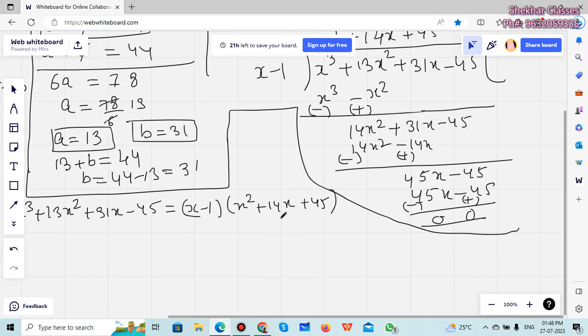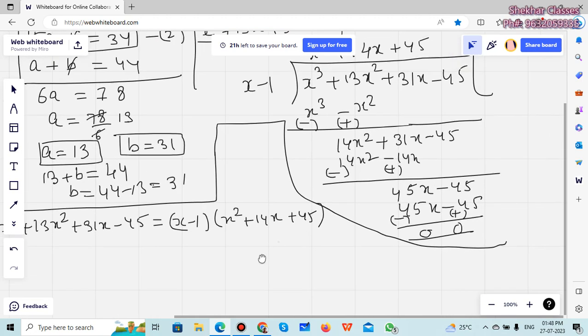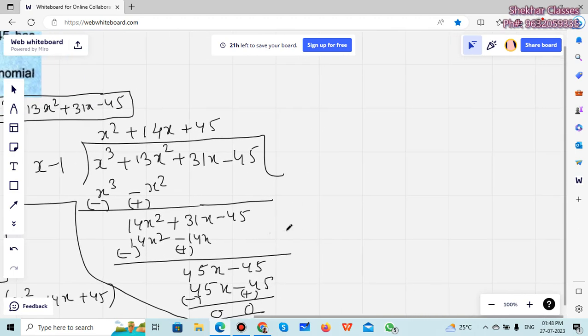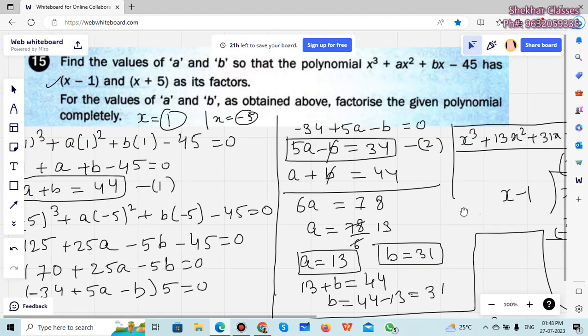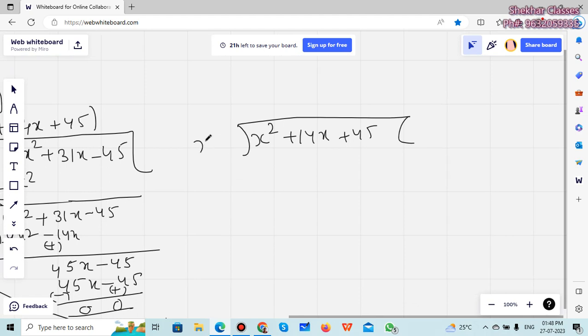Now I can split the middle term and factorize this part easily. The other way of getting the other factor is you can divide this quotient by the other factor. What is that? You can divide x square plus 14x plus 45 by the other factor. The other factor is x plus 5. So you can divide it by x plus 5.